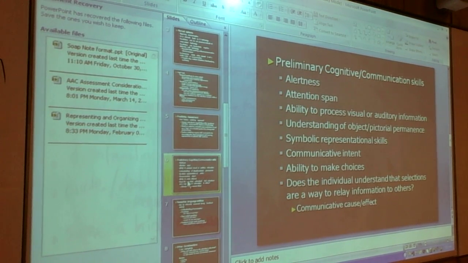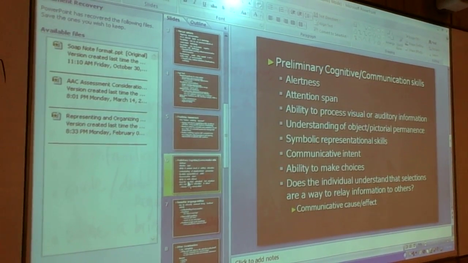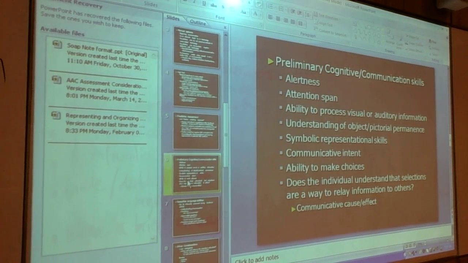I may have talked about some of these last time. I think we talked about alertness and attention span. Symbolic representational skills. So just to reiterate that, you have to assess if the child is ready to represent vocabulary in picture form, okay, if you're going to be using aided AAC systems.